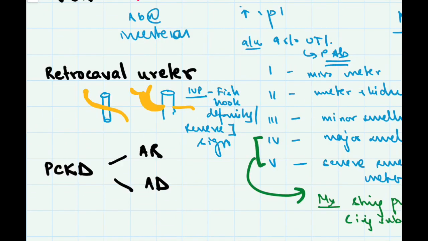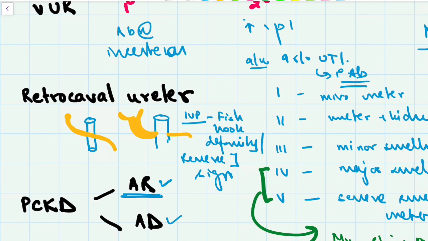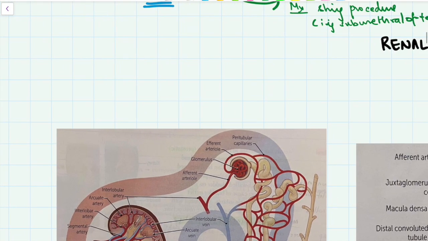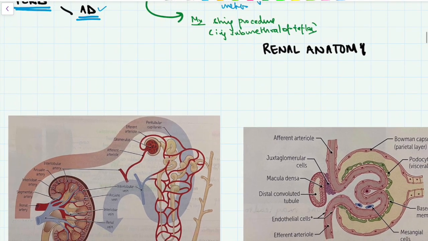Right. The next condition is polycystic kidney disease, which can either be autosomal recessive or autosomal dominant. The autosomal recessive is seen in utero and it is incompatible with life, while autosomal dominant can be seen in adults as well. We will discuss more about it in the topic renal cyst. Right. So now let us move to our renal anatomy and briefly discuss it, which is important to understand the various pathologies as well.